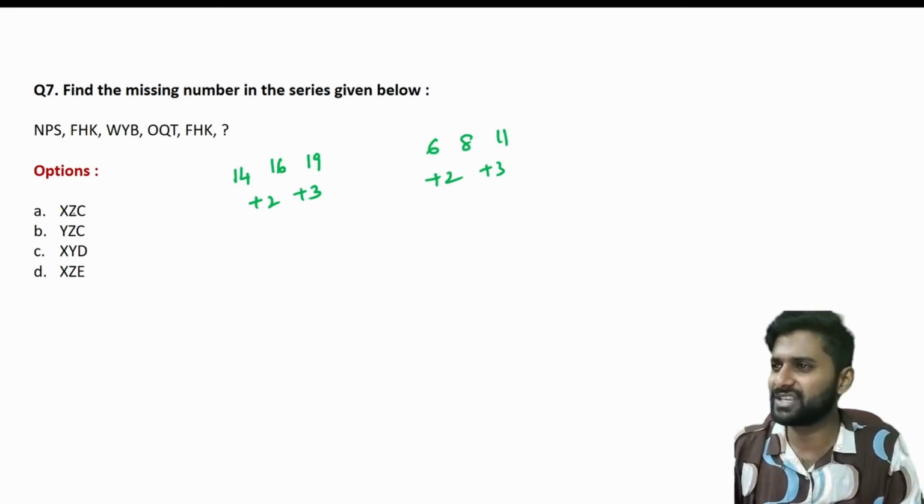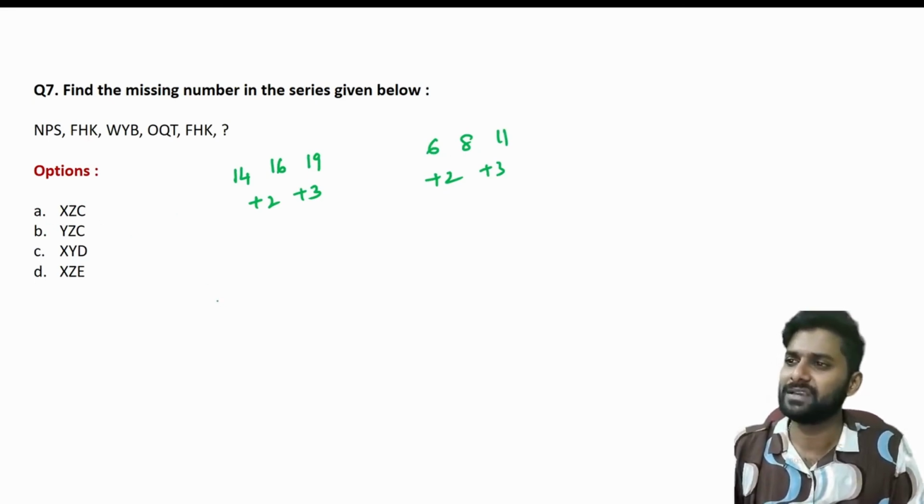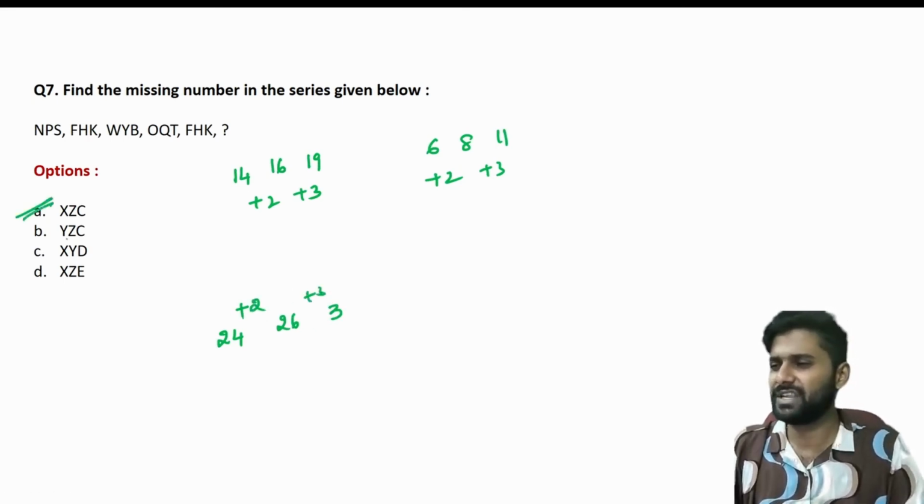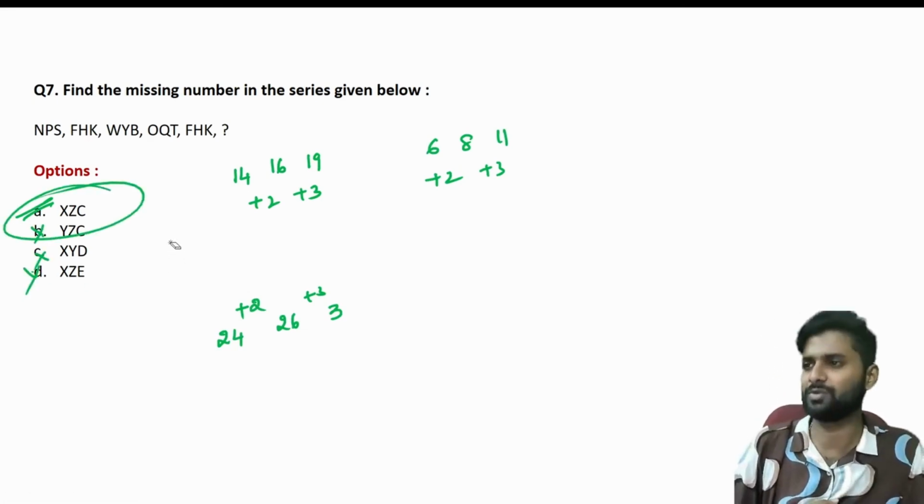Check all these conditions. X, Z and C. You already know that X is the 24th letter, Z is the 26th letter, and the third one is 3. So here the difference is plus 2 and plus 3, so it satisfies our condition. YZ plus 1 is a valid condition, but XY and XZ violate all conditions. That's why A is the suitable answer.